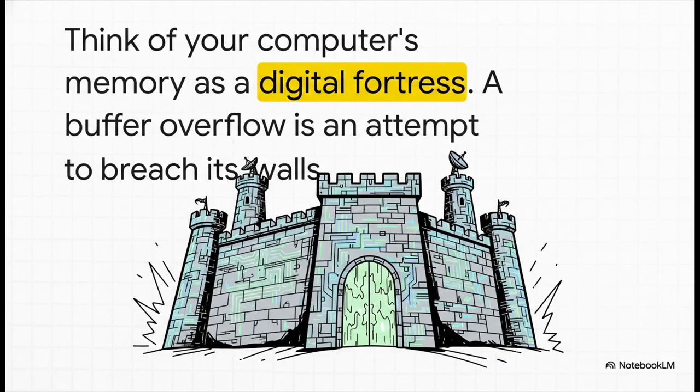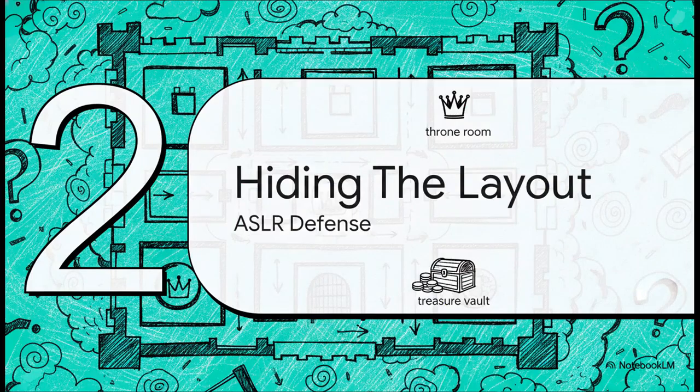So let's think of your computer's memory like a digital fortress. A buffer overflow is just the attacker's way of trying to smash through its walls. So how does this fortress fight back? Well, the very first strategy is to be completely and utterly unpredictable. The first and maybe most fundamental defense is to just hide the floor plan. I mean, think about it. If an attacker has no idea where the throne room or the treasure vault is, it makes it a whole lot harder to plan a successful attack, right?